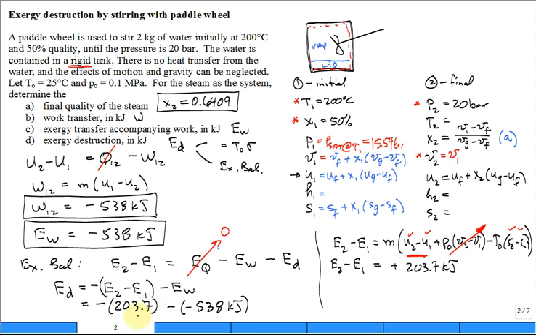kilojoules. See? So the exergy that's destroyed, I know it's a little hard dealing with these minus signs, is 334 kilojoules. Our answer is positive. Just chase the negative signs. And it's 334 kilojoules, which means 538 came in, 334 were destroyed, and 204, roughly, are available for a clever engineer to exploit, to now take that system toward the dead state and make work. That help?